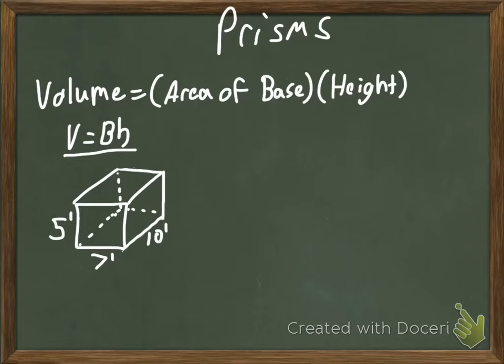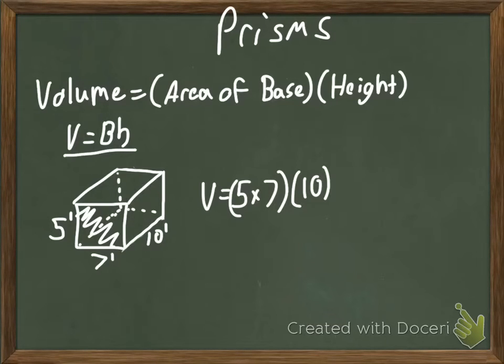So, for this rectangular prism, I'm going to say that this is my base. So my volume is going to be equal to 5 times 7 times my height, which is 10. So my volume is going to be 350, and it's feet cubed. Now, area and surface area are squared. Volume has units that are cubed.